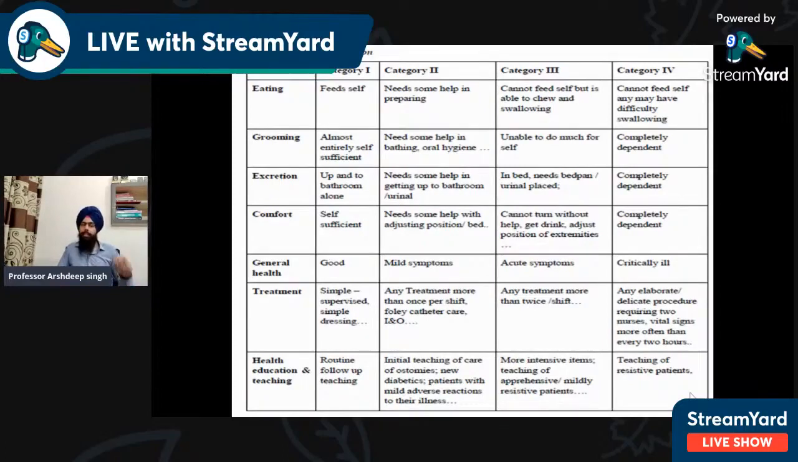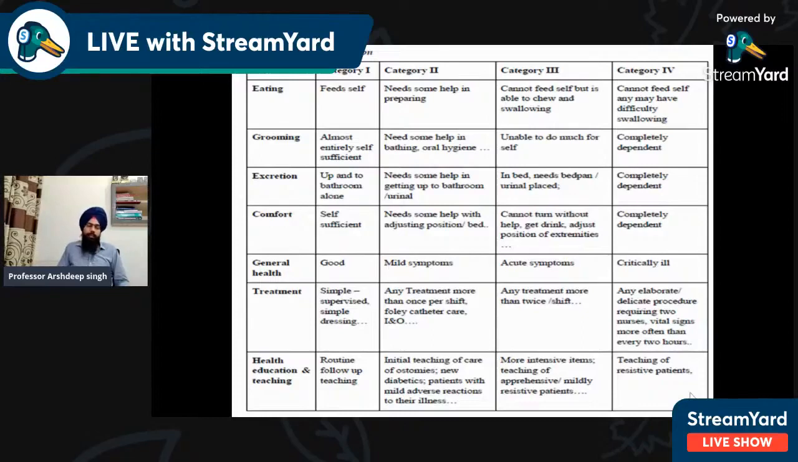It is obvious the category 1 persons would be having a good health status, category 2 with the mild symptoms, category 3 with the acute symptoms, and the last one will be the critically ill, as you can see from the activities that they are performing. Okay. Next one is the treatment.